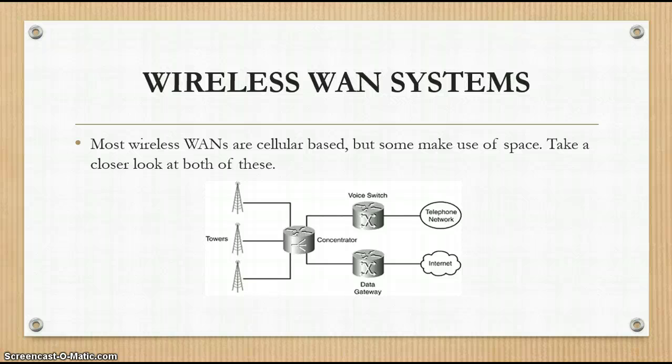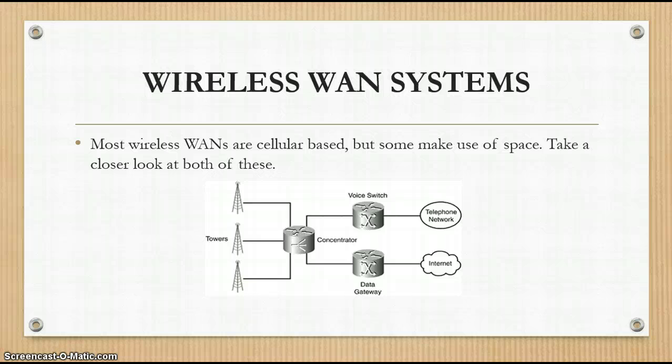For the wireless WAN system, most wireless WANs are cellular based, but some make use of space. Take a close look at both of these. In this figure, a cellular system consists of a cell tower, concentrator, voice switches, and data gateway. The cell tower receives signals from user devices and transmits information back to the user.